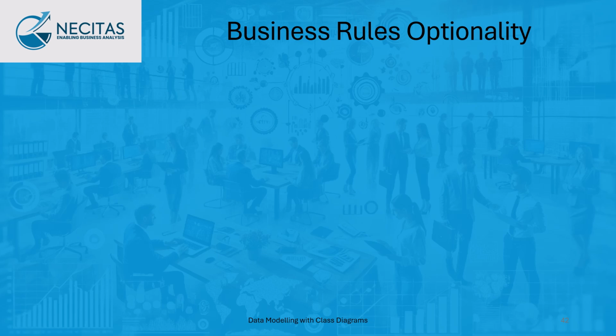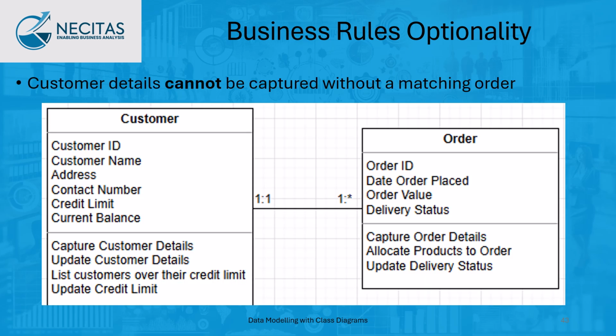Now let's turn our attention to optionality. As we mentioned earlier, the business rules on this model specify or state that the customer must be associated with at least one order. But what if an organization wants to capture customer details before they've placed any orders? Perhaps the organization captures details of potential customers. Perhaps customers need to be approved and added to the system before they can place orders. As it stands, our model would not support these scenarios.